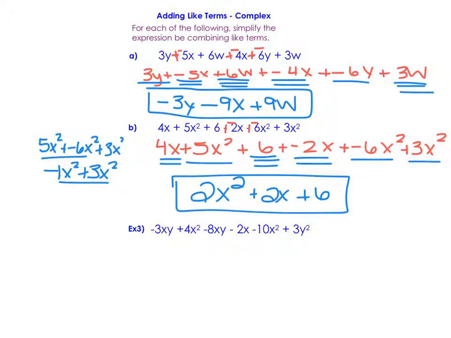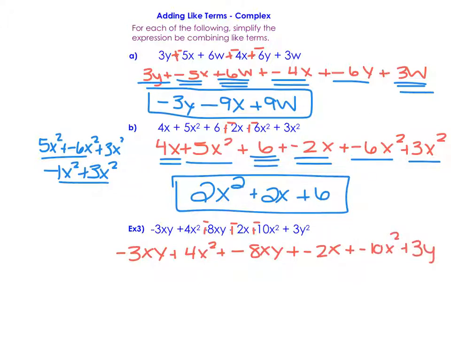All right, last one. Again, we have perfect instance for keep, change, change. So we have negative 3xy plus 4x squared plus a negative 8xy plus a negative 2x plus a negative 10x squared plus 3y squared. So lots going on here. So let's just start with the first one. So we have negative 3xy and negative 8xy. Those have matching variable parts of xy, so that becomes negative 11xy.